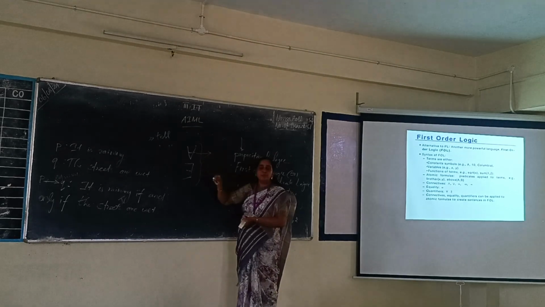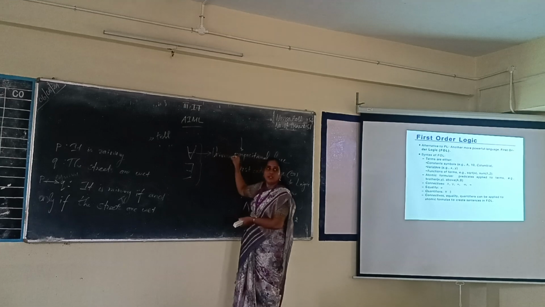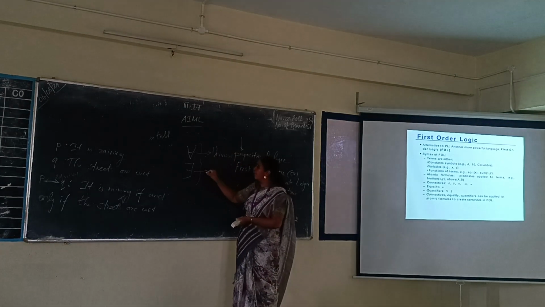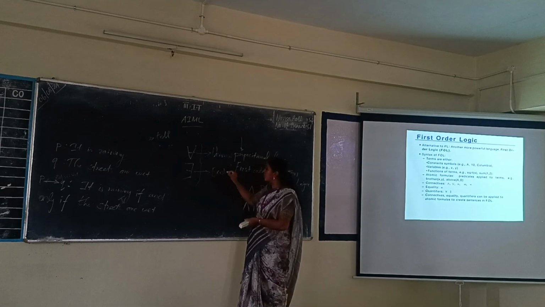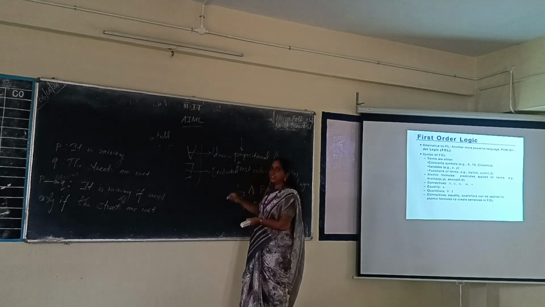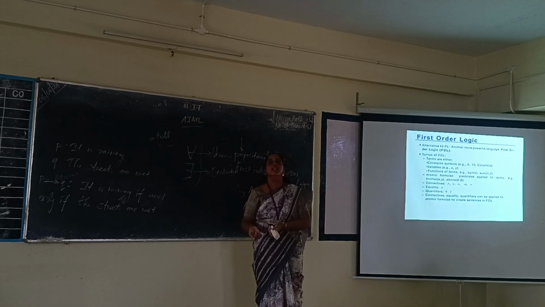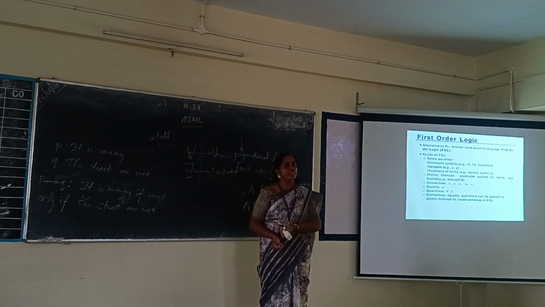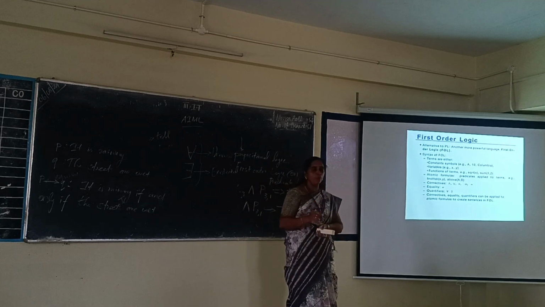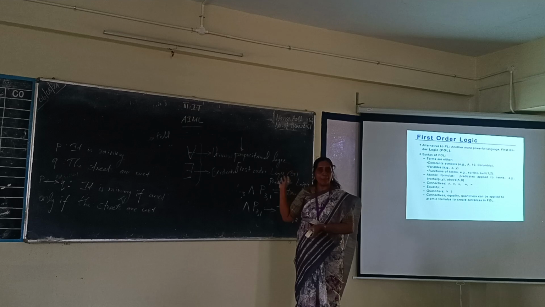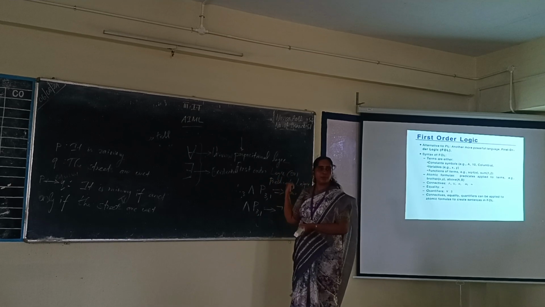This is called the universal quantifier. And this some quantifier is called the existential quantifier. So there are two types of quantifiers used in first order logic. The universal quantifier represents all the objects in the world. The existential quantifier is used to represent some set of objects in the real world. Can you understand this?